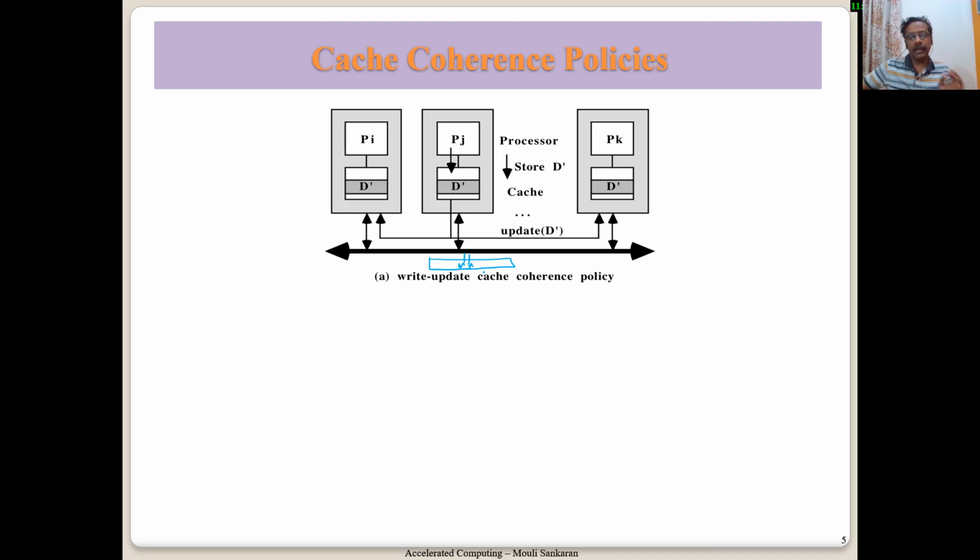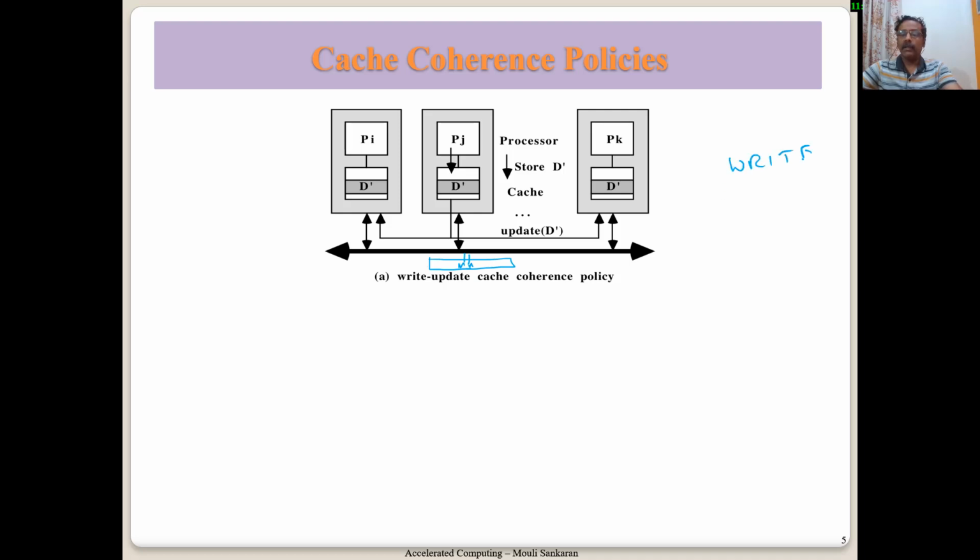That means we see a coherent value. It doesn't matter where you are reading from, whether the same copy is available in some other cache or not. The behavior of the processor software running on each of those cores should be deterministic and it should be as intended by the programmer. So we are going to see there are two ways in which the coherence can be maintained. One is write update. That means we are talking about write.